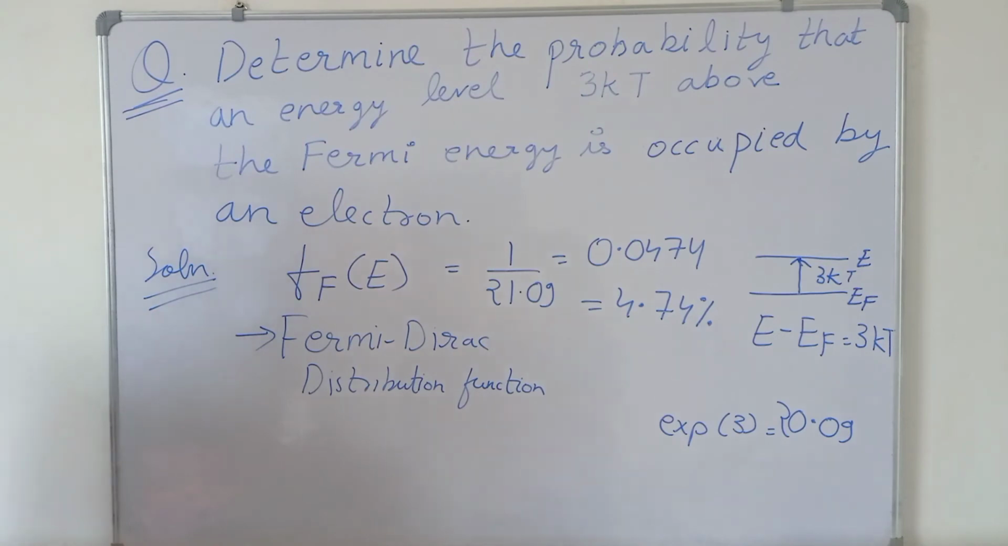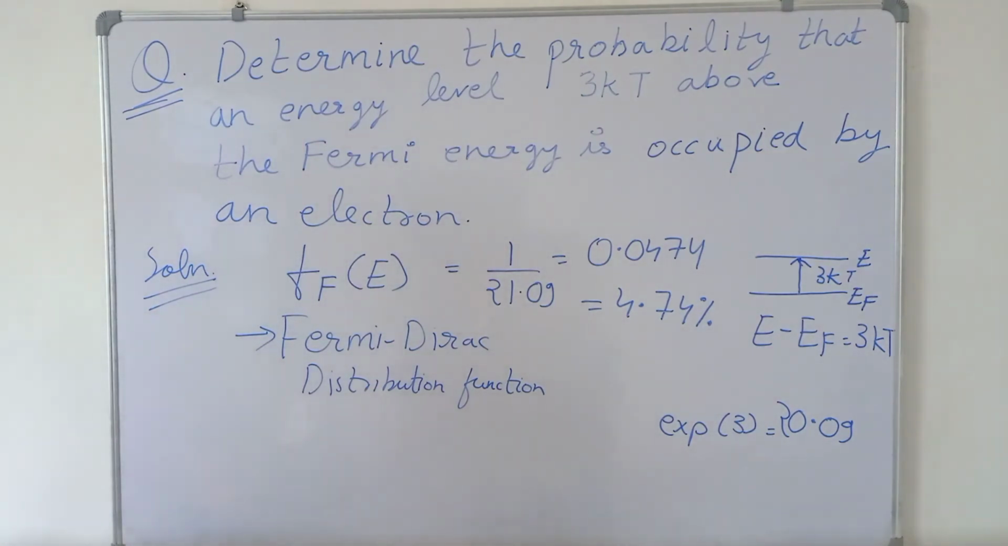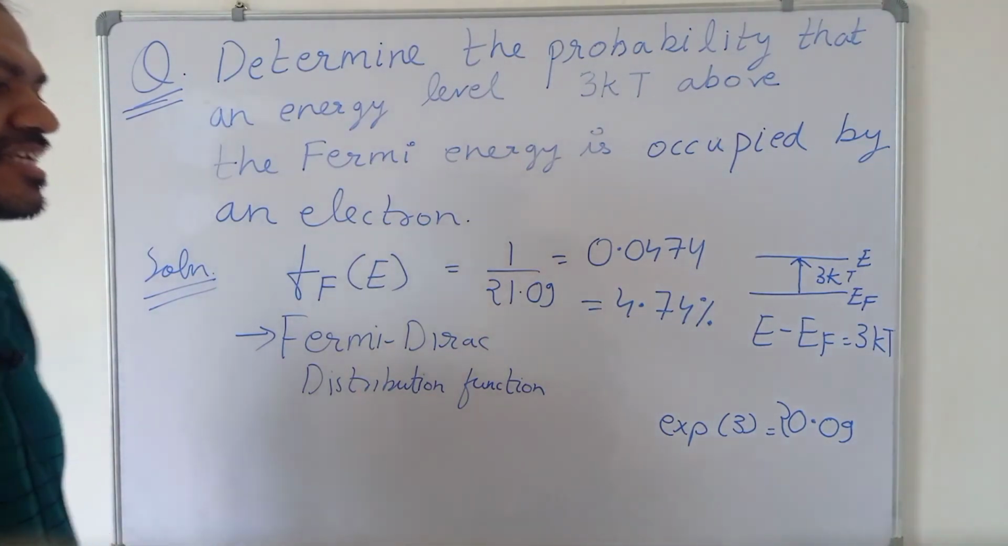What we used was directly the formula for the Fermi-Dirac distribution function, because the probability that any energy level is occupied by an electron is given by it. So we easily calculated this probability using the formula 1 upon 1 plus exponential of (E minus EF) upon kT. I hope this question was clear to you. It is a very easy question to solve, and it is also asked many times in the GATE exam.